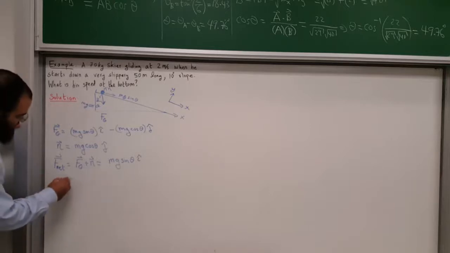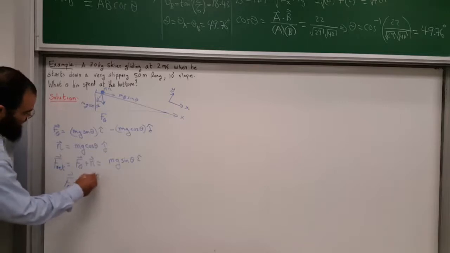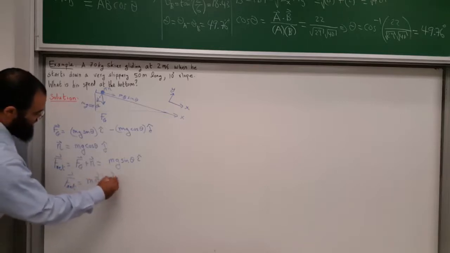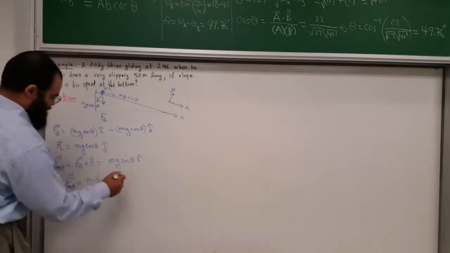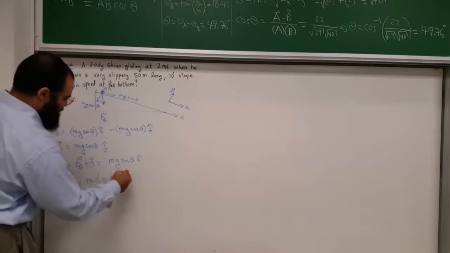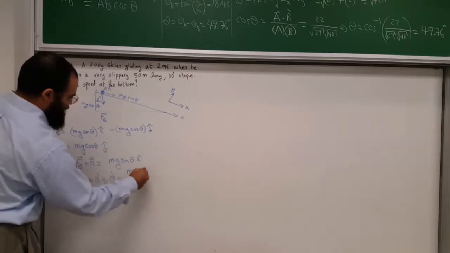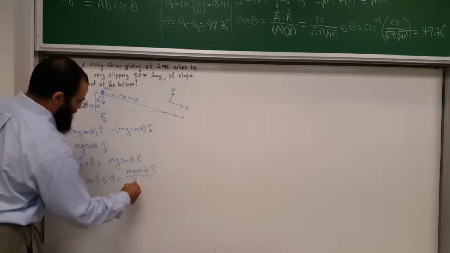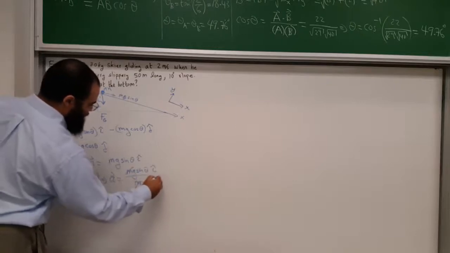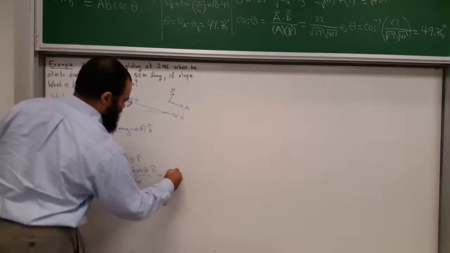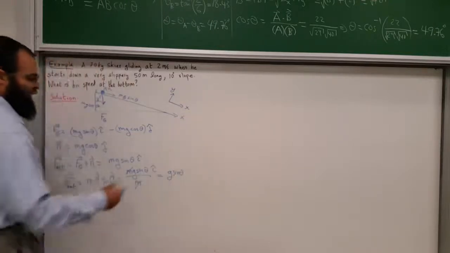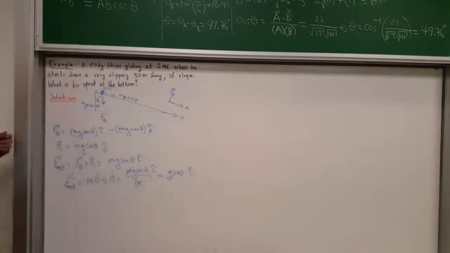Using Newton's laws, the net force equals the mass times the acceleration, so the acceleration is the net force divided by the mass. The net force is mg sine theta I hat divided by m, and you get the acceleration, which you already knew: g sine theta, along the x direction. The magnitude of the acceleration is just g sine theta.